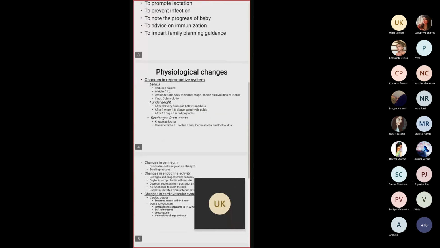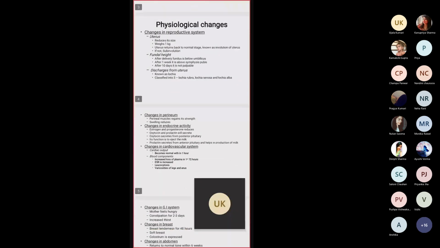Next is changes in the perineum. If you're seeing the perineal changes, the perineal muscles will regain their strength after the delivery, and if there was any swelling in the perineum, the swelling may reduce after the delivery.